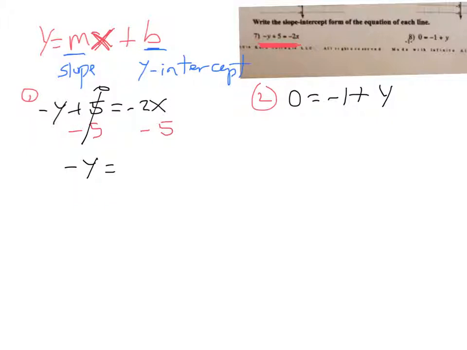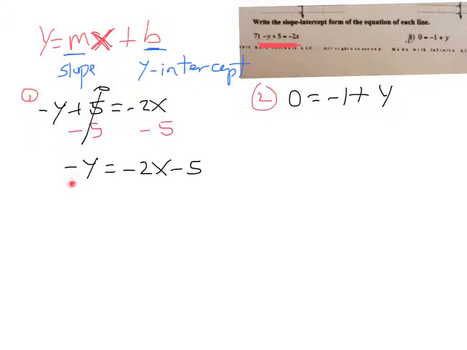These two are not like terms. Why? Because I have negative 2x. This one has an x, and this one doesn't have an x, so they're not like terms. Therefore, I need to rewrite both of them. I want to rewrite whatever's with the x first, so it's going to be negative 2x minus 5. I can't combine them.